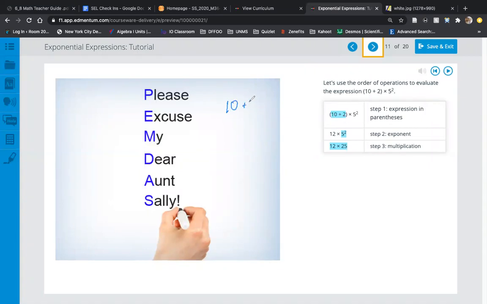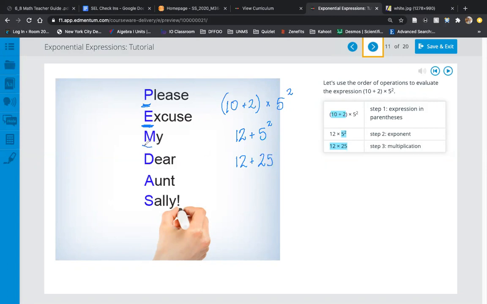So 10 plus 2 times 5 squared. So again, parentheses first. I see 10 plus 2 gives me 12. So I'm going to rewrite this portion as 12 plus 5 squared. Second, I look to see, do I have any exponents? Yes, 5 squared. So the next thing is 12 plus 5 squared, 5 times 5, which means 25.